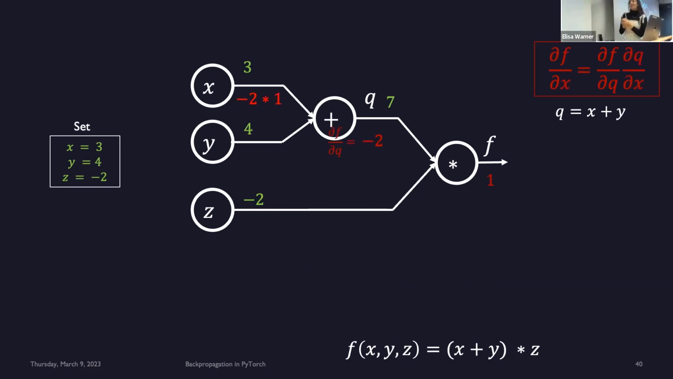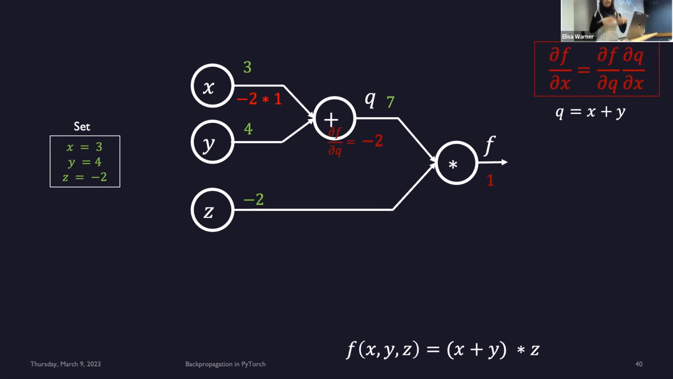Okay, so now we're going to do this node here, the partial derivative of f with respect to x. You might be tempted to just take the partial derivative using the whole expression of f, but we're not going to do that. We're going to use the chain rule, and we know that the partial derivative of f with respect to x is going to equal f with respect to q times q with respect to x.